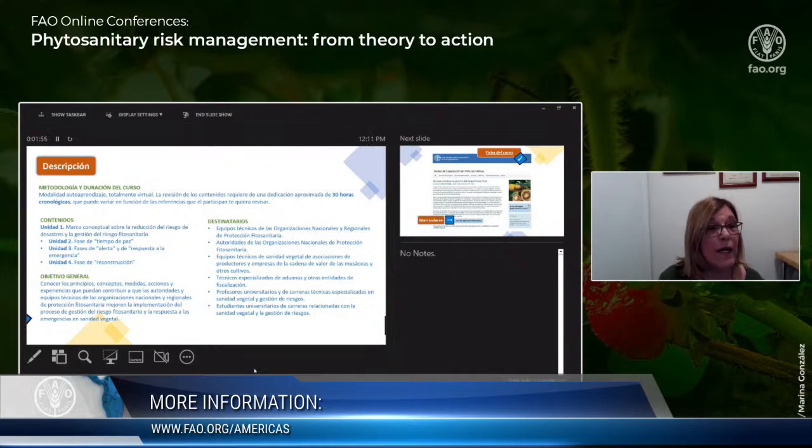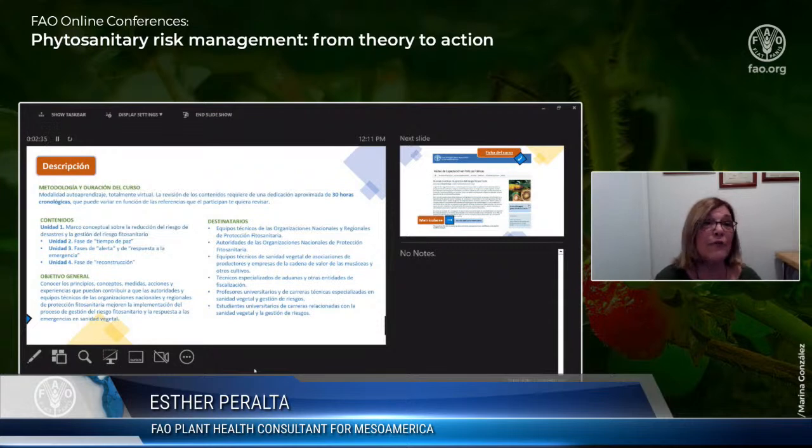Now, we have an overall objective, and the course aims to familiarize the users with the principles, concepts, measures, actions, and experiences that may contribute to allowing national authorities and technical experts from national and regional organizations working in the field of phytosanitary protection to improve the implementation of this entire phytosanitary risk management process and boost their emergency responses with regard to plant health.